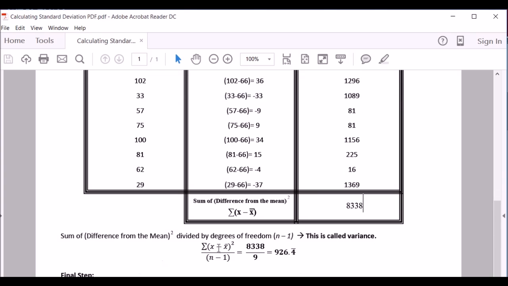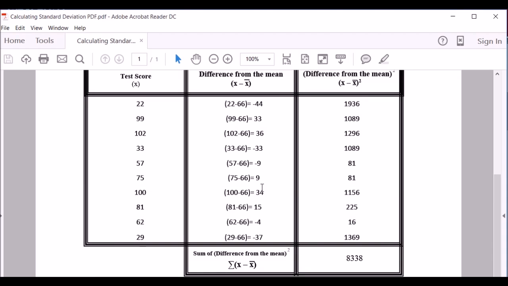Next, we take this sum and divide it by n minus 1. There's 10, so 10 minus 1 is 9. And this here represents the variance. If you watch the intro video that I posted before, I emphasized that variance and standard deviation are extremely related.